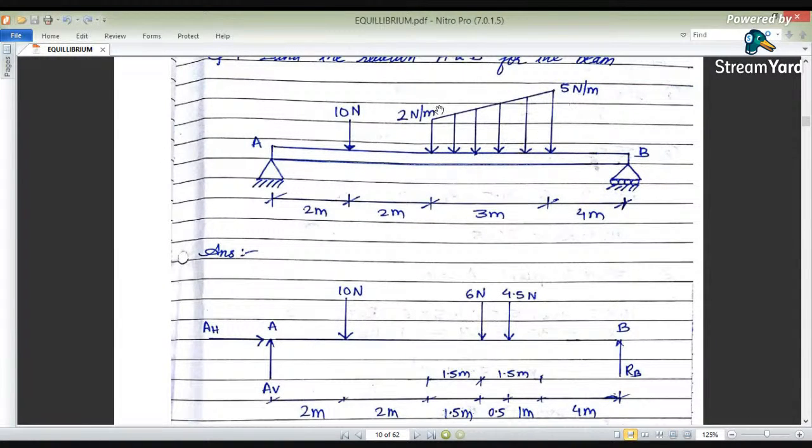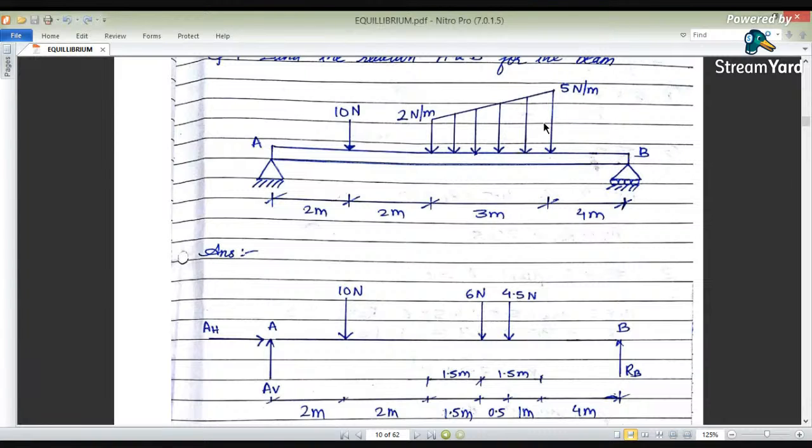What about this triangular loading? 5 is the total load and 2 is the height. So what is the remaining height for this triangle? 5 minus 2 is 3. So 3 is the remaining height. How to find its intensity? Half into base into height. Base is 3, height is again 3. So half into base into height comes to be 4.5, and it will be acting at the CG.